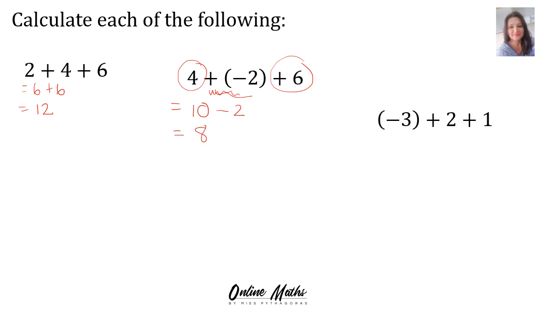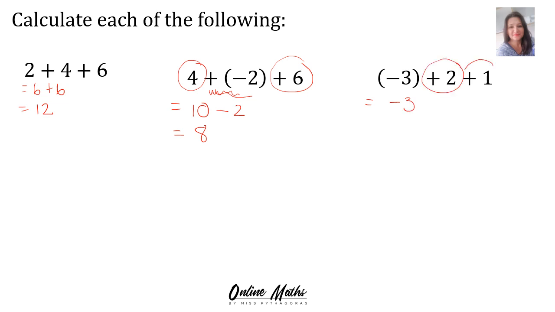This one, you've got minus 3 plus 2 plus 1. Again, you wait with negative 3 and you add the positive ones. 2 plus 1 is equal to plus 3. And then minus 3 plus 3 is equal to 0.